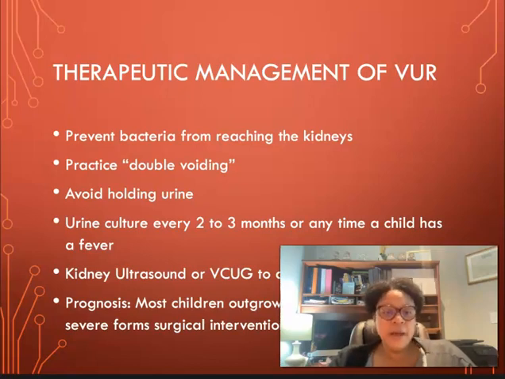Also, talk to them about avoiding holding their urine, put them on a schedule, and get a urine culture every 2 to 3 months just to monitor the growth or their urinalysis. And then, of course, if the child develops a fever, we're going to need to go ahead and do a culture. We already talked about the VCUG, and children usually do very well, but the severe forms are going to have to have surgery.